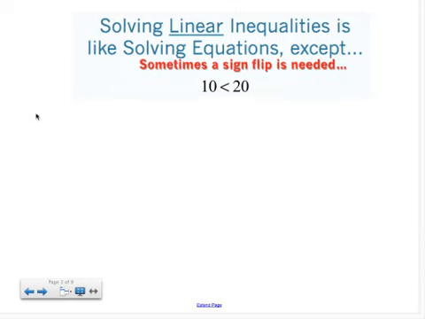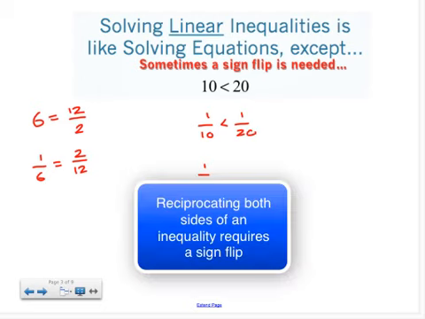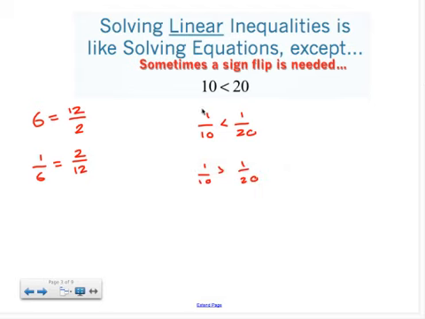When you work with equations, let's say we had 6 is equal to 12 over 2. It's legal to flip both sides of the equation. In other words, reciprocate both sides. So in this case, you would get 1/6 equals 2/12, which is still a true statement. However, when you work with inequalities and you do that, for example, you start with 10 is less than 20 and reciprocate both sides, you get 1/10 is less than 1/20, which is not true. And so this is the second situation where a sign flip is needed when working with inequalities. And again, it will be your job to remember to do that.